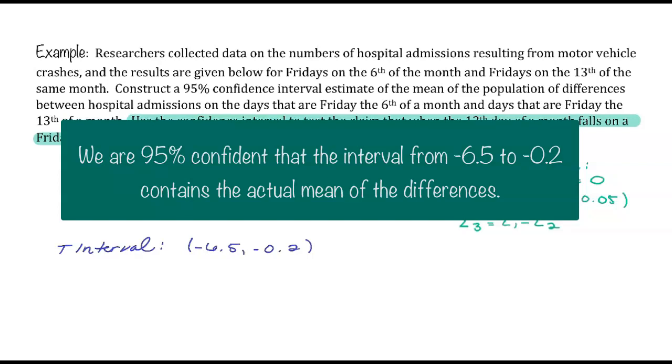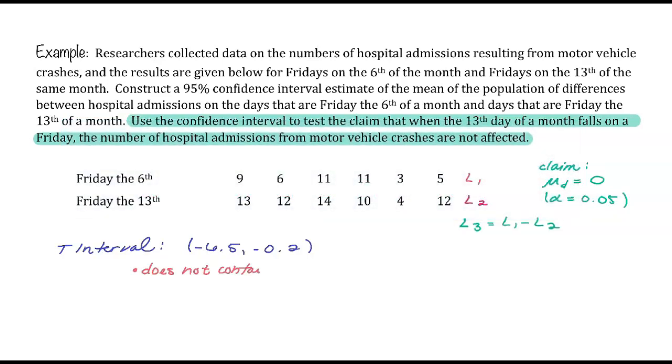What do we notice about this interval? This interval does not contain 0, which implies a difference between the two populations, and the values are all negative, which implies that mu sub d is less than 0. And if mu sub d is less than 0, that would mean that the mean values from list 1 minus list 2 is less than 0.